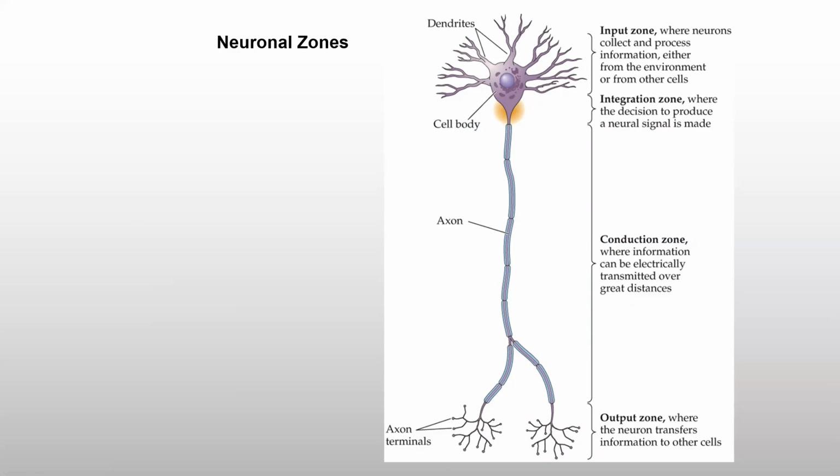Then the neurosignal is transmitted away from the cell body by the axon, which is the conduction zone where information can be electrically transmitted over great distances. And then finally, you have the output zone where the neuron transfers information to other cells. So if we look at this again, we have dendrites, soma or cell body, axon, and then the axon terminals. Input, integration, conduction, and output. So dendrites receive information, axons transmit that information.